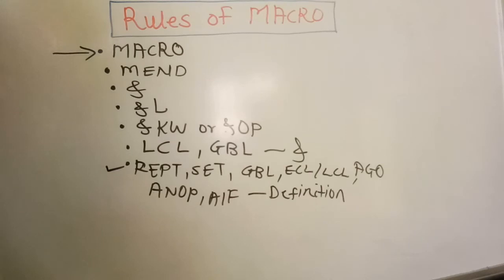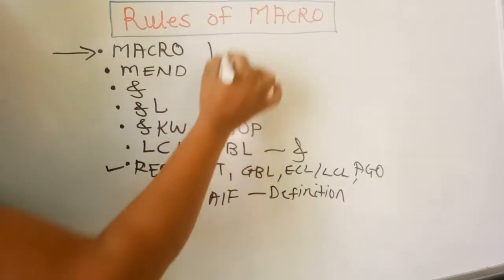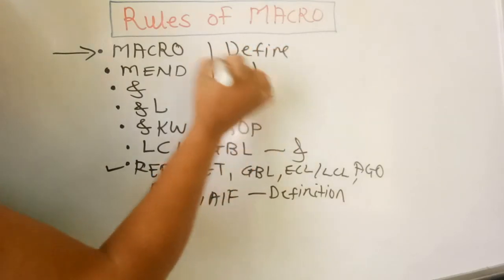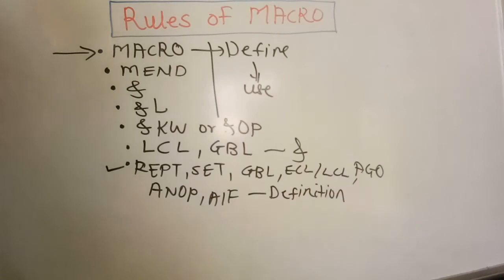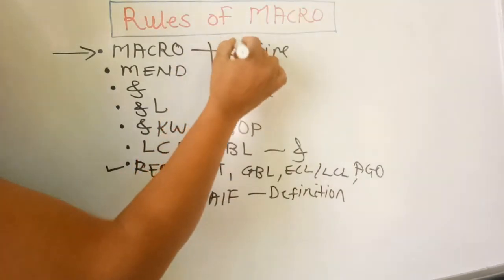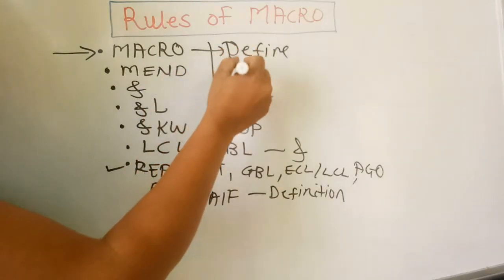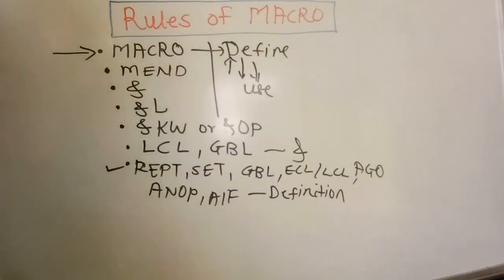Next, all macros are first defined and then used. Means you have to first define the macro and then use the macro. If you do not perform the definition first, then a forward reference problem will occur. To avoid this, first of all, we have to write the definition, then use that definition.